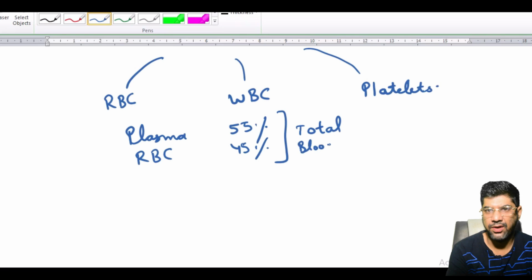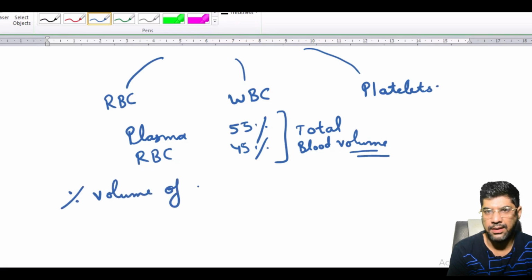So the percent volume of red blood cells is called hematocrit value, or it is also known as packed cell volume. Now the plasma, we know, is a straw colored fluid that makes up the liquid part of the blood. It contains 91% of water and 8 to 9% of solids.